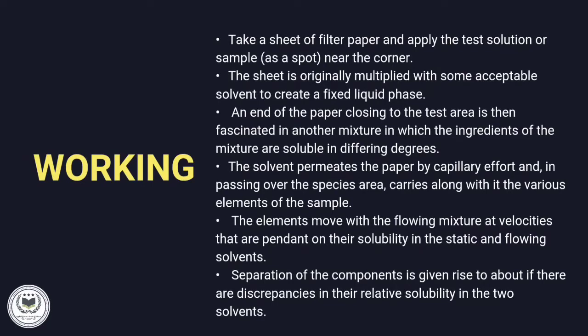Working. First step is to take a sheet of filter paper and apply the test solution or sample as a spot near the corner. Second, the sheet is originally moistened with some acceptable solvent to create a fixed liquid phase. Third, an end of the paper closest to the test area is then immersed in another mixture in which the ingredients of the mixture are soluble in differing degrees.